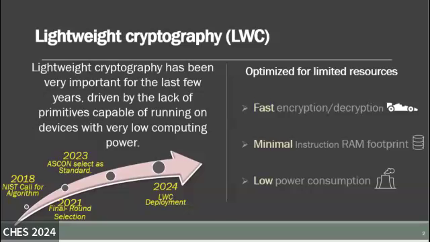To break it down, using lightweight cryptography means that things work faster because the code runs quicker. The device does not require a large instruction memory, which is great because memory takes up space and costs money. And the overall solution uses less power, so your battery lasts longer. And with that, we have the incentive for lightweight cryptography in a nutshell.